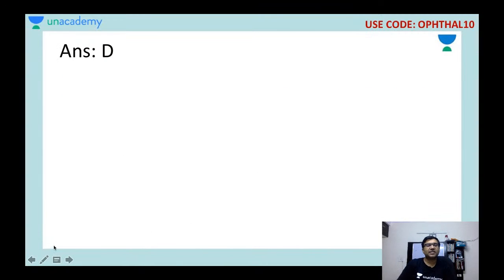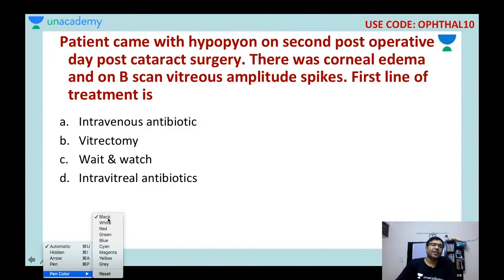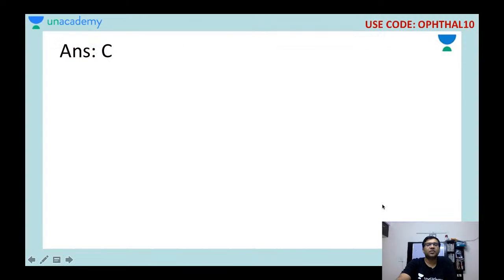The second thing is, what is the first treatment that you do? After the empirical treatment that you give, like topical antibiotics, cycloplegics, and anti-inflammatory drugs, the second thing that you do is put intravitreal antibiotics inside the vitreous cavity. Very, very important is you put the intravitreal antibiotics in the vitreous cavity. These are called intravitreal injections. So the first line of treatment in patients of endophthalmitis is intravitreal antibiotics. Okay, let's move to our next question.